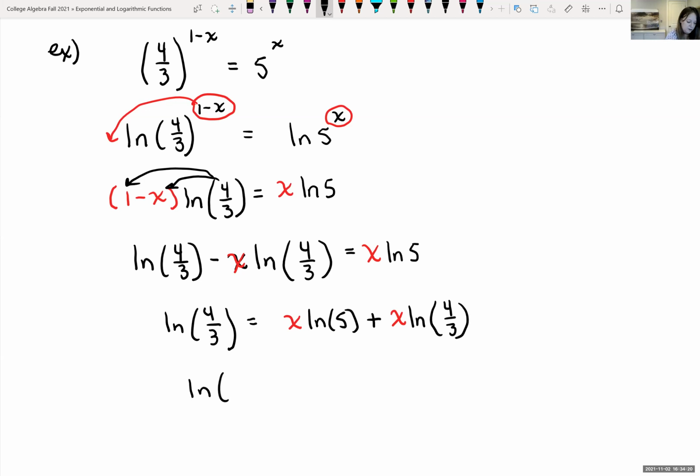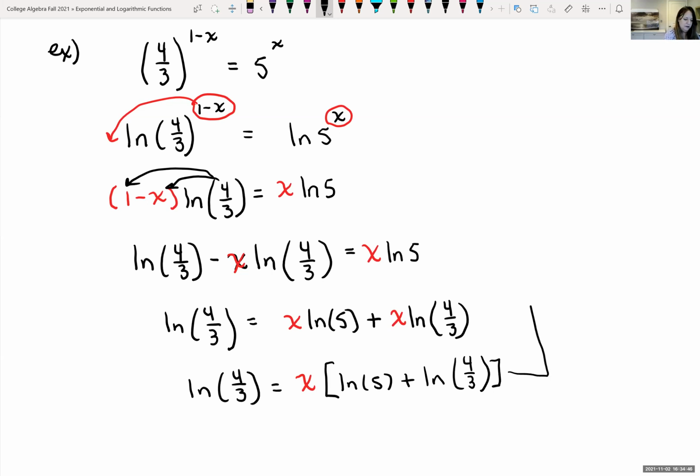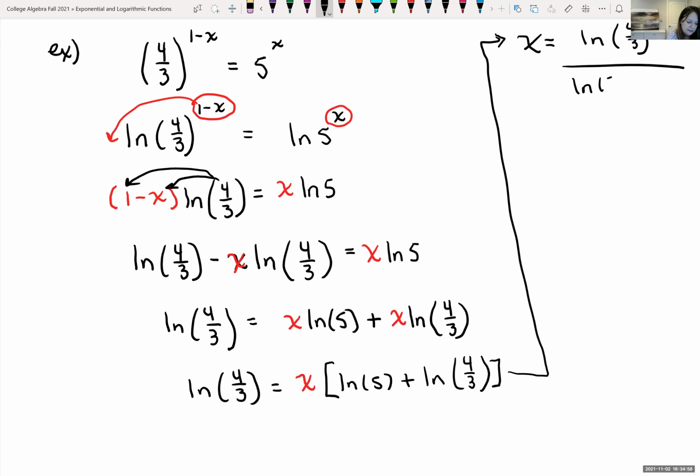So you have the natural log of 4/3 equals, we can factor out an x there. So let's pull out an x from both of those terms. We have the natural log of 5 plus the natural log of 4/3. We're almost there. We can divide both sides by that bracket, and then we have x by itself. So we get x is equal to that natural log of 4/3, all divided by the natural log of 5 plus the natural log of 4/3.